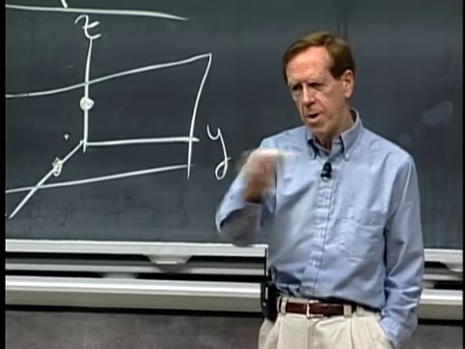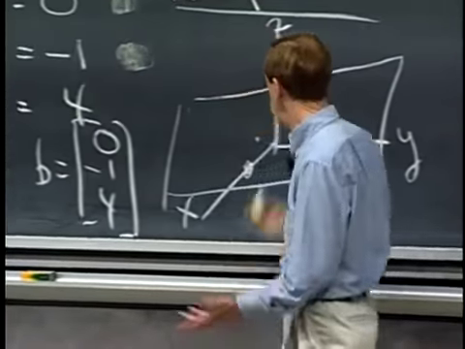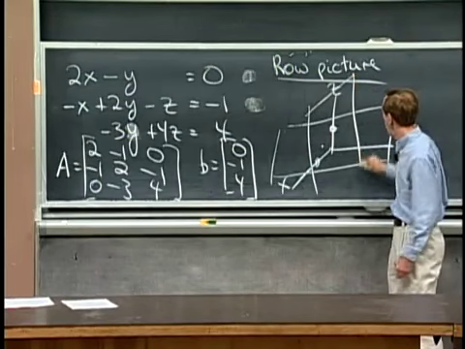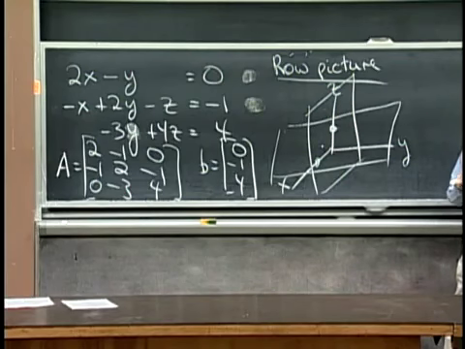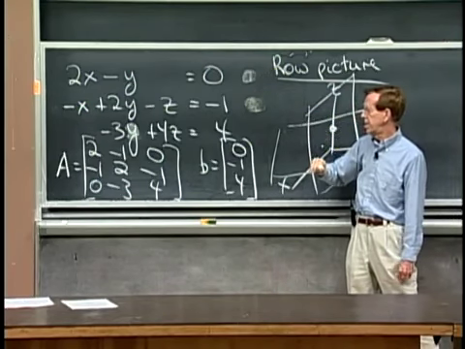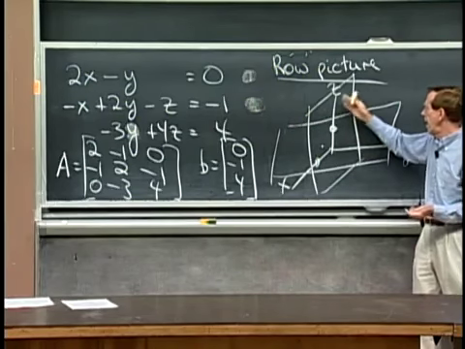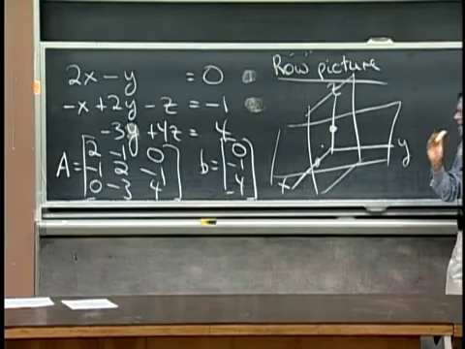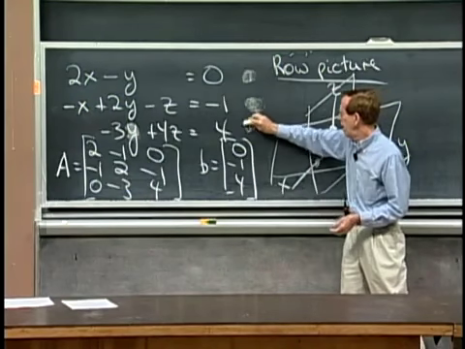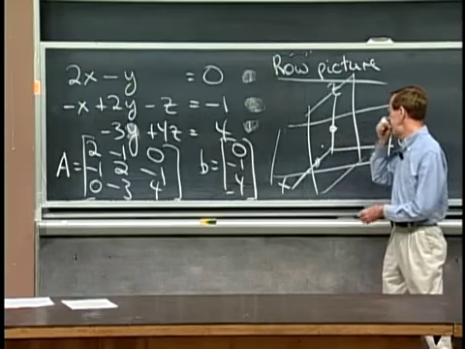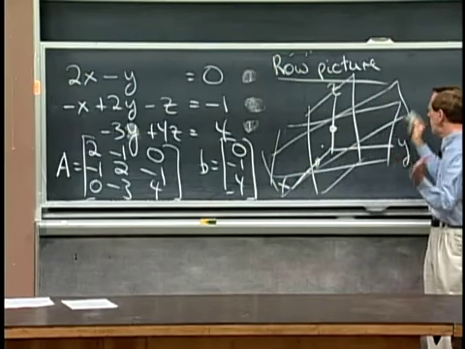Each row in a 3 by 3 problem gives us a plane in 3 dimensions. So this one is going to be some other plane. Maybe I'll try to draw it like this. And those two planes meet in a line. So if I have just the first two equations in 3 dimensions, those give me the line where those two planes meet. And now the third equation is a third plane, and it goes somewhere. Okay, those 3 things meet in a point.